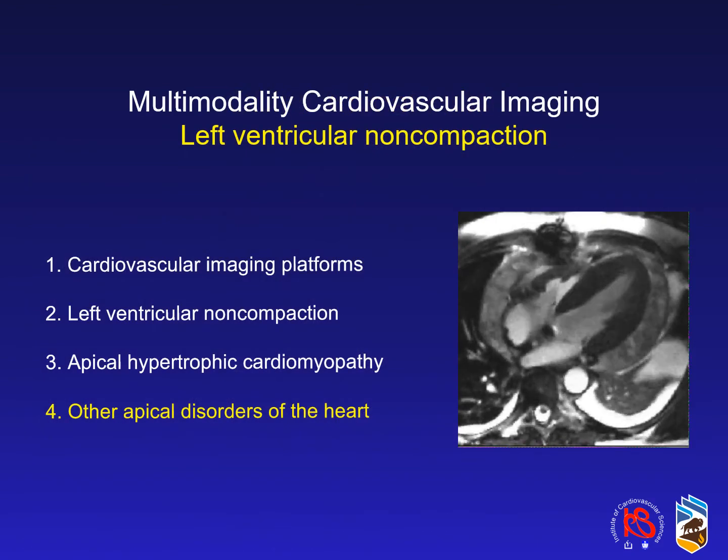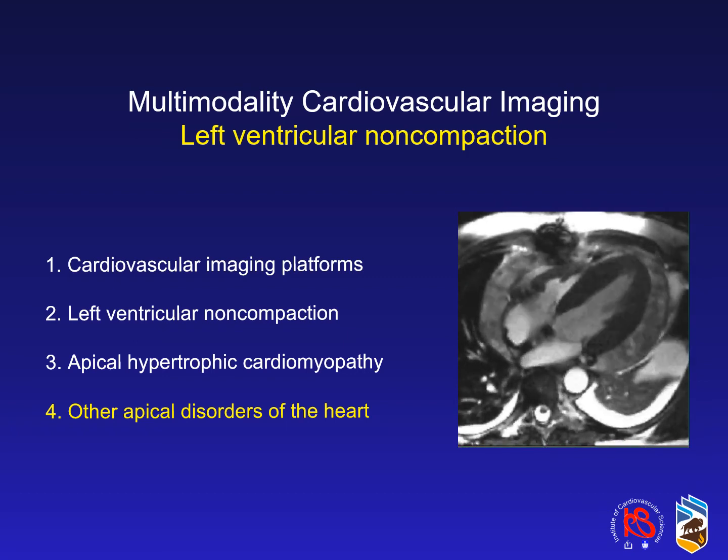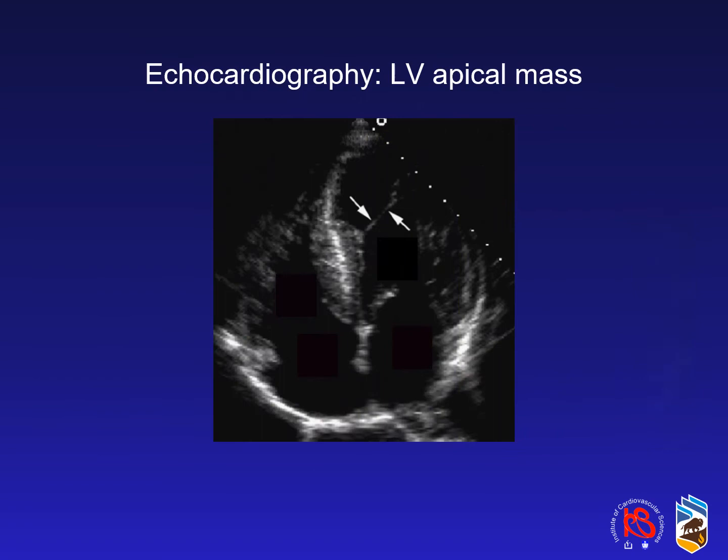Now that we have an increased understanding of the various cardiovascular imaging platforms, how and when to diagnose LV non-compaction, and then finally apical hypertrophic cardiomyopathy, what other apical imposters must one consider in the differential diagnosis of apical disease? This is an example of a linear density present within the LV apex that originates from the interventricular septum towards the lateral wall, and this is consistent with an LV apical false tendon.